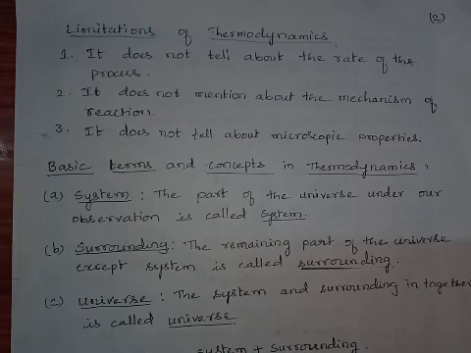In the same way, microscopic properties means the properties related to the atomic level or molecular level. Example, atomic radius, ionization energy, electronegativity, etc. These properties cannot be measured, and thermodynamics does not mention these properties. So these are some limitations of thermodynamics.